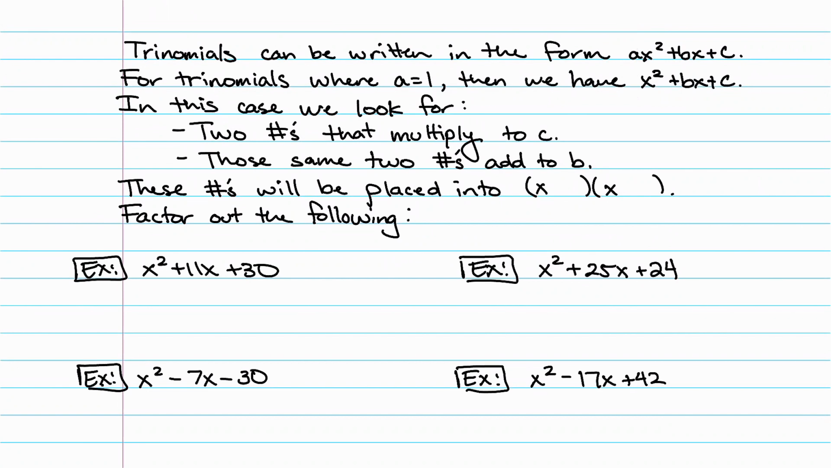In this case, we're going to look for two numbers that multiply to c, and then those two numbers are going to add up to b. These numbers will be placed into parentheses x and parentheses x, and then we're going to factor out the following. Now, the best way to do this is literally to set up your x problems like what we had been practicing earlier. So I'm going to go ahead and set up an x problem.